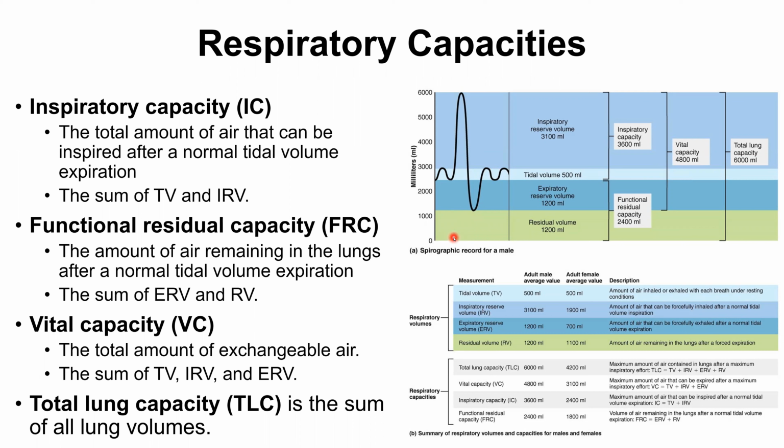Your vital capacity then is the total amount of air that you're actually exchanging. Remember I said the residual volume is just the extra air that gets left in the lungs no matter what. There's always about 1,200 milliliters of air sitting in the lungs to keep them inflated. Everything else minus residual volume is vital capacity.